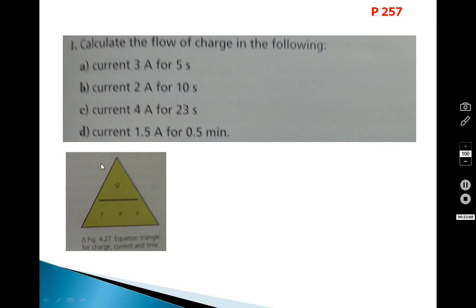Okay, now just keep this triangle for the formula in your mind. You need to keep it in mind. So what we have here, flow of charge is what? Is Q, as we mentioned in the last presentation. Q is charge, I is current, T is time. Q, I, T. So now in this equation we are going to find the flow of charge, which is what? Q. Put your hand on Q. So Q is equal to what?